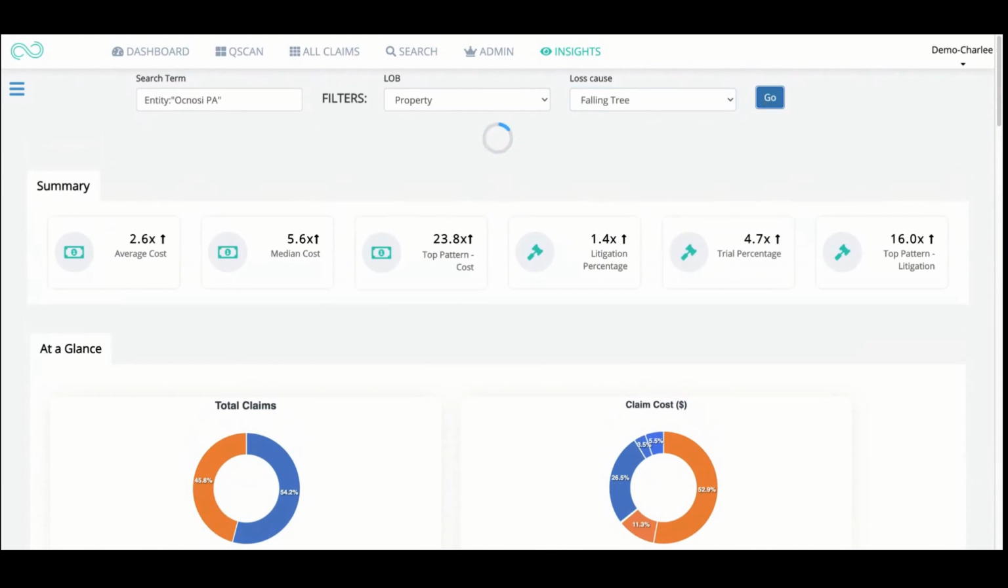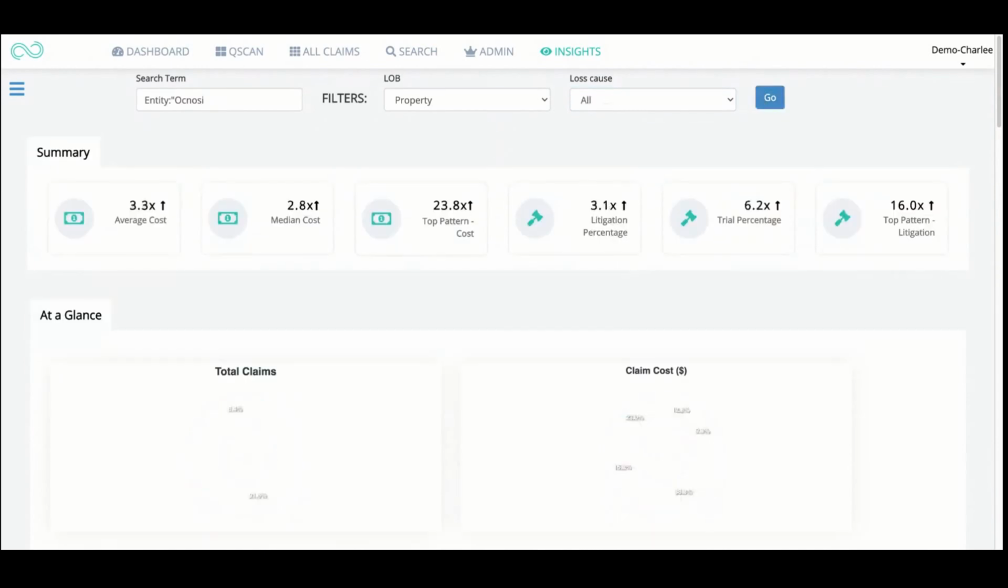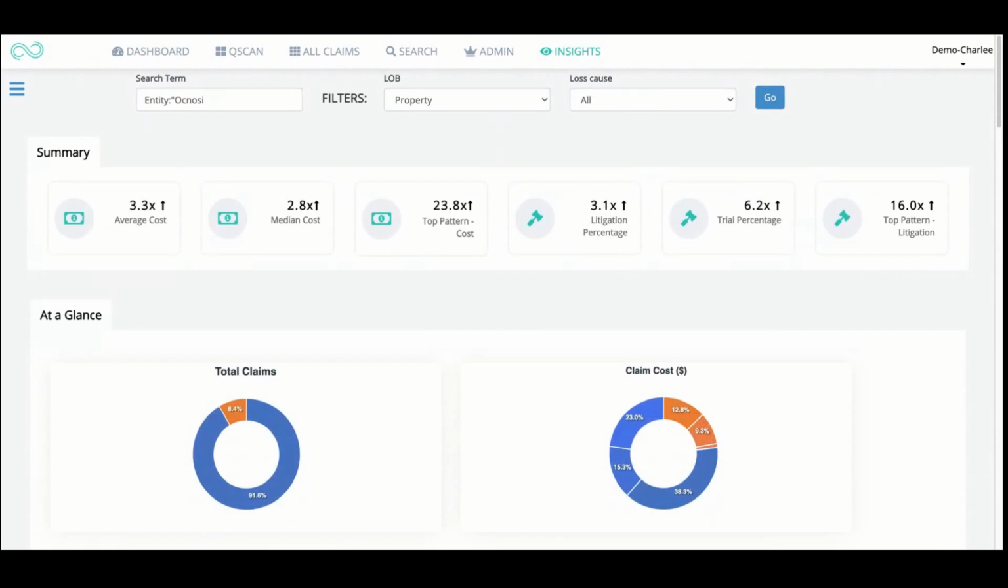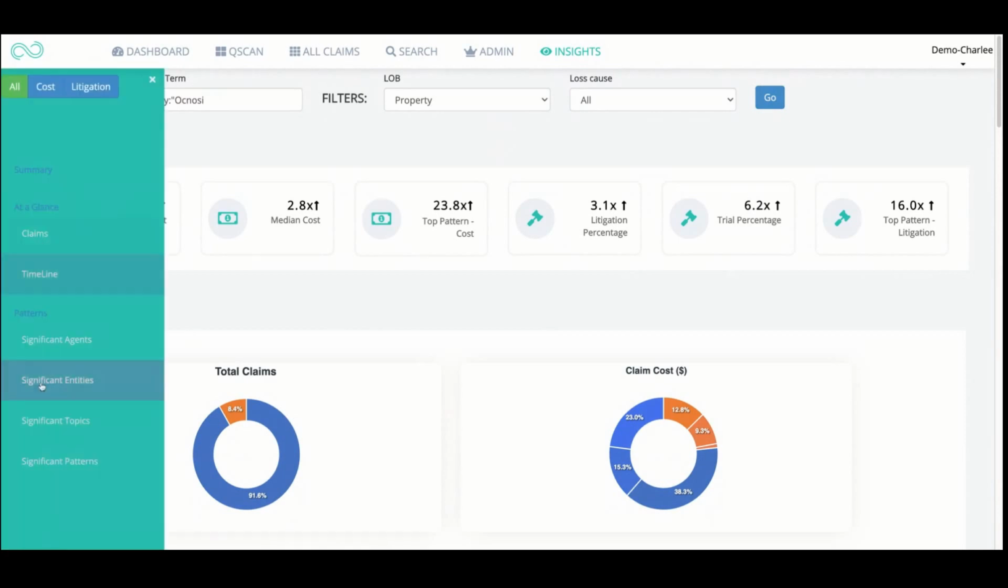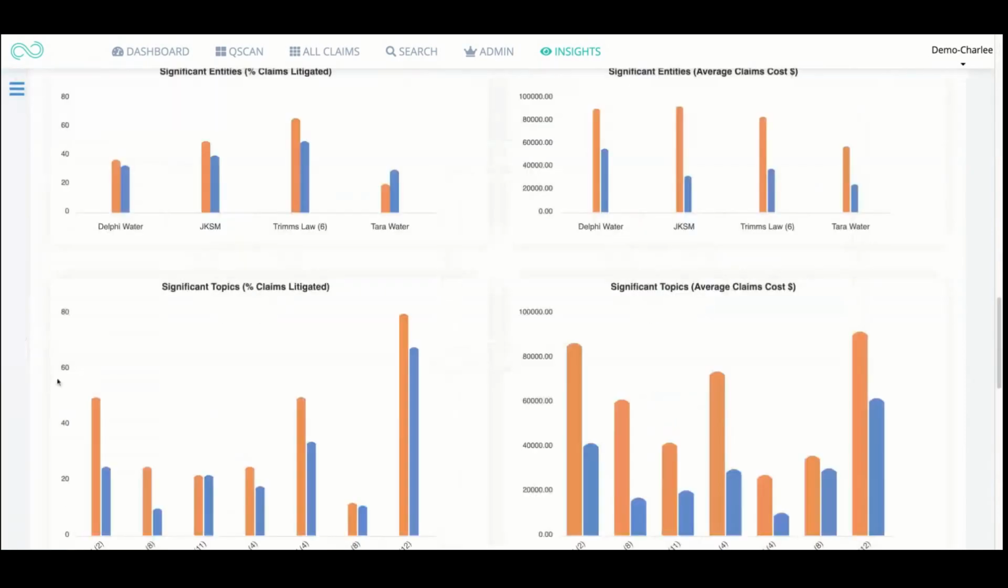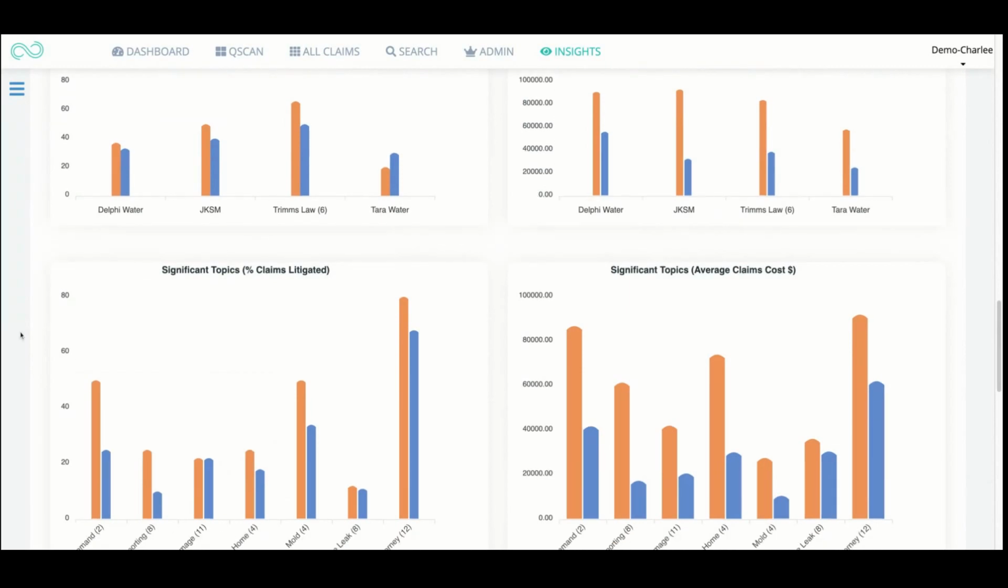So Charlee can also do a lookup for different entities that are found in the claims. You can see right away that there's a 3 times higher cost and 3 times higher chance of litigation with this particular entity. It also correlates the entities and topics. So for example, you can see that there are certain other entities that are found along with the Oknossi public adjuster in multiple claims, and what happens when those particular entities come together in claims in terms of the cost and litigation drivers, and also various topics when they come together with the Oknossi PA.